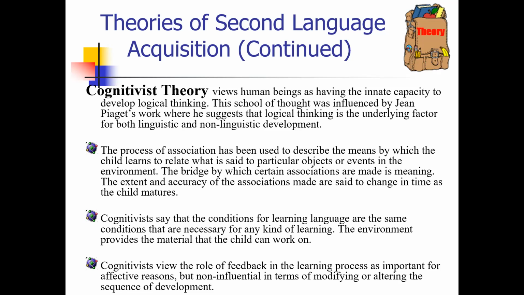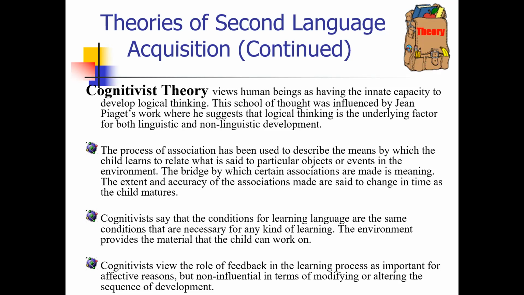First, the process of association has been used as the means by which the child learns to relate what is said to particular objects or events in the environment. The basis by which certain associations are made is meaning, and the extent and accuracy of the associations made are said to change in time as the child matures.